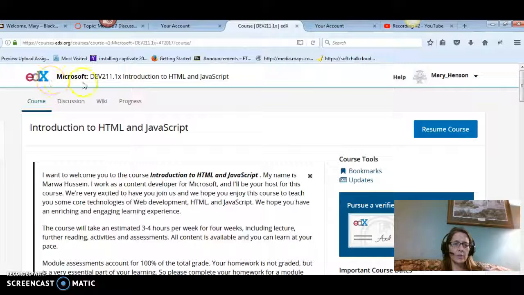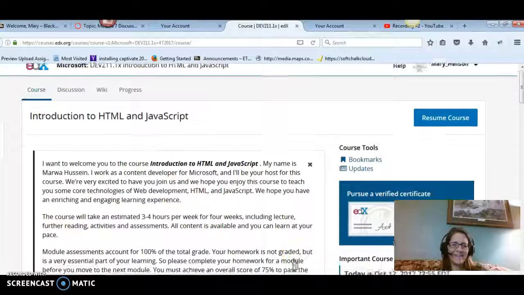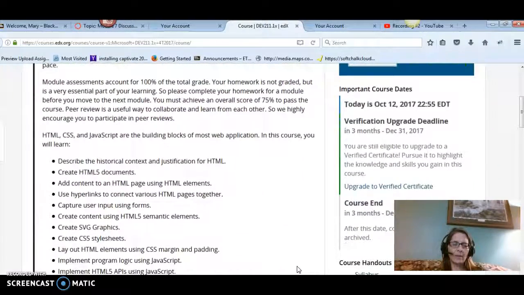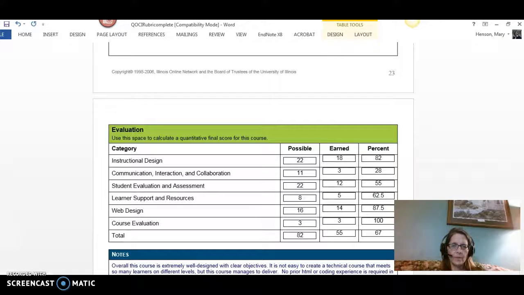The course I chose to evaluate is the Introduction to HTML and JavaScript. It's an edX course available through Microsoft, and the reason I chose to evaluate this course in part was because everything in the course is available now. It's a self-paced course. The rubric I used is the QOCI rubric, and here are the scores.